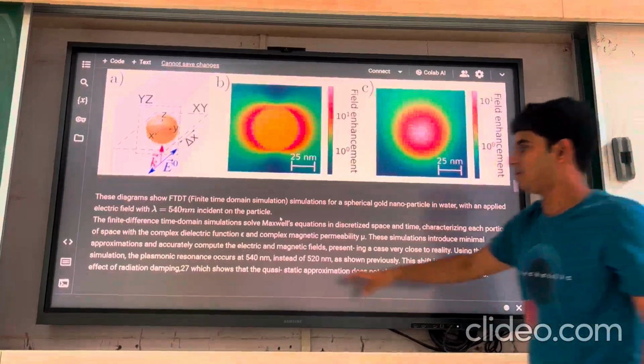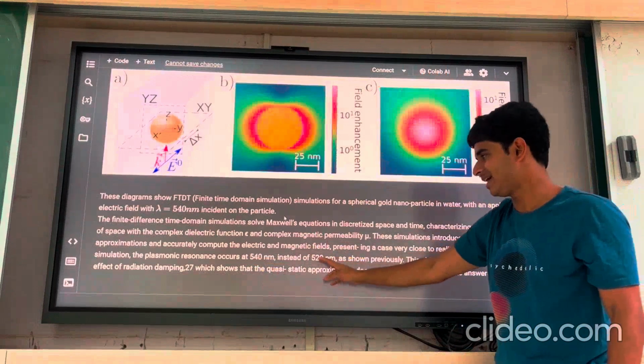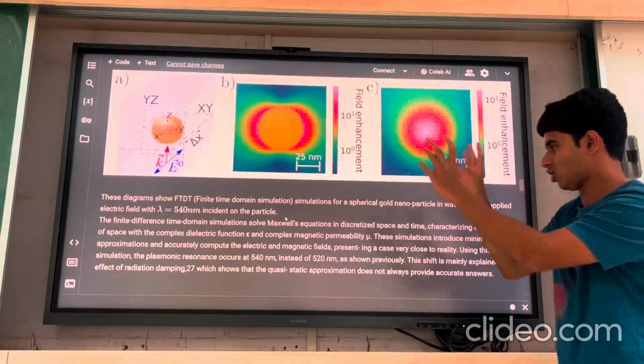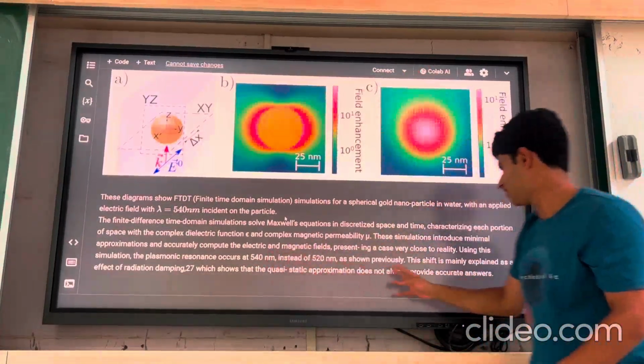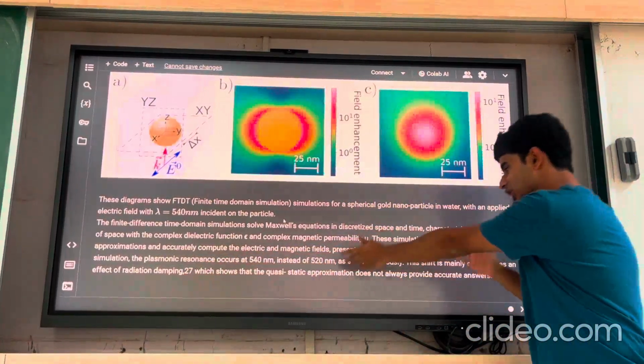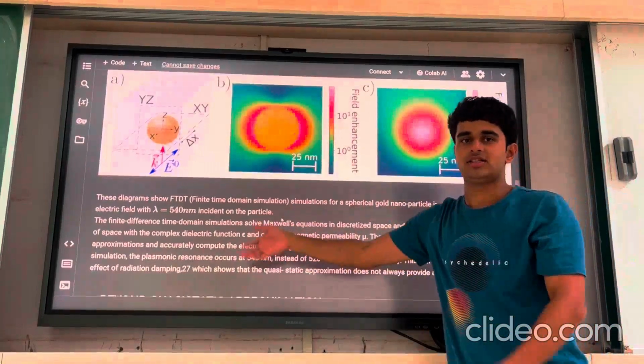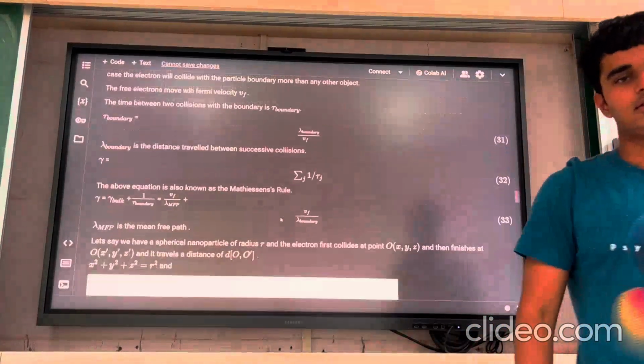Using this simulation, the plasmonic resonance occurs at 540 nanometers as compared to our predicted 520 nanometers, so our theory is sort of off from the actual value. This shift is mainly explained due to radiation damping, which shows that the QSA approximation does not always provide accurate answers. We are going to talk about this in the next presentation.